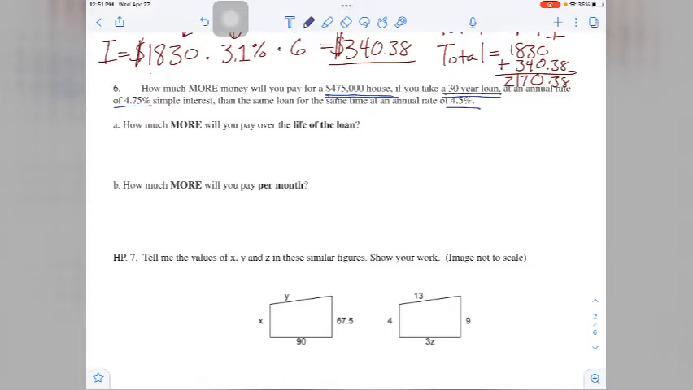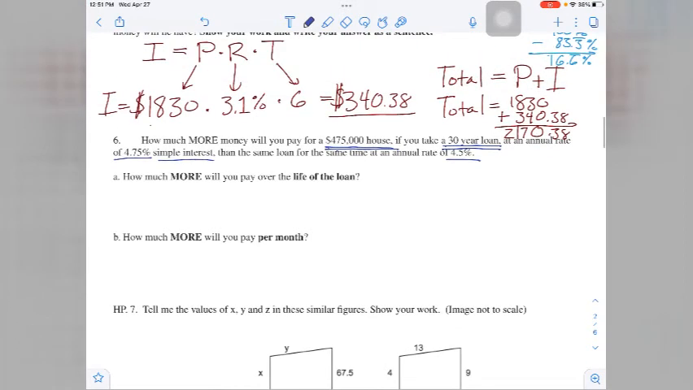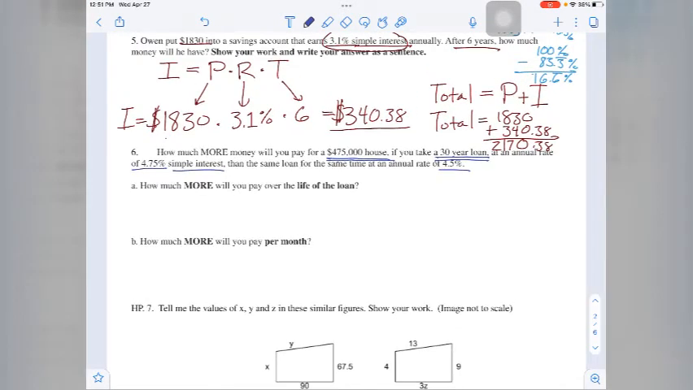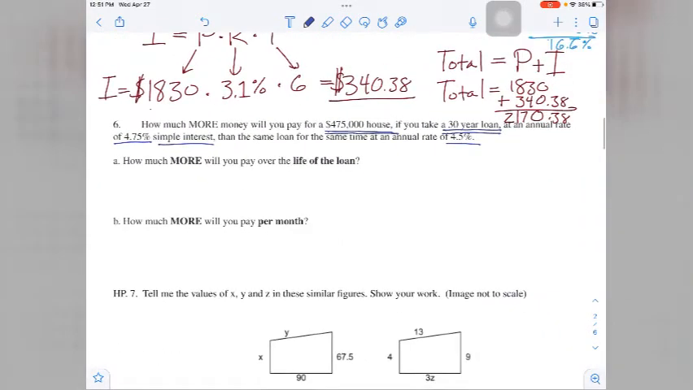Now I wanted to do this one so we could think about how much money. A little 0.25% doesn't seem like very much, but it turns into a whole bunch of money. So it says these are both simple interest loans. The first question is, how much more will you pay over the life of the loan? And the life of the loan means the complete 30-year loan, once you've paid off all of your money.